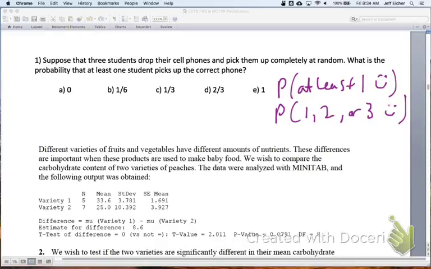So I notice there's only one other case, and that would be 0. None of them get the correct phone. So if we did 1 minus the probability that 0 are happy, that should give us the probability that we're looking for. I just had an idea, actually, how it might be good to visualize this scenario. Let's just draw a picture.